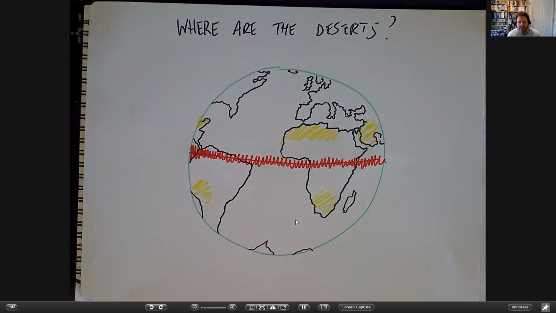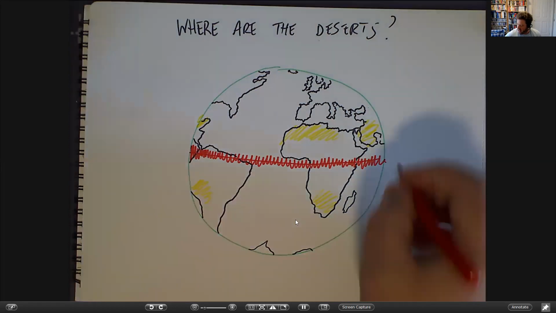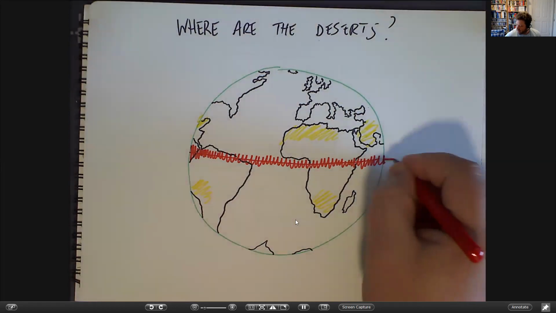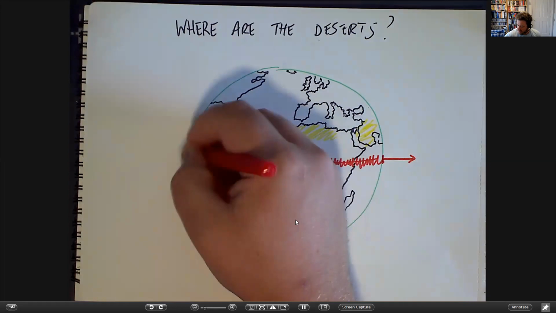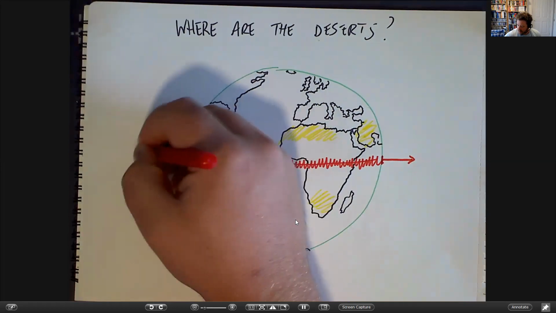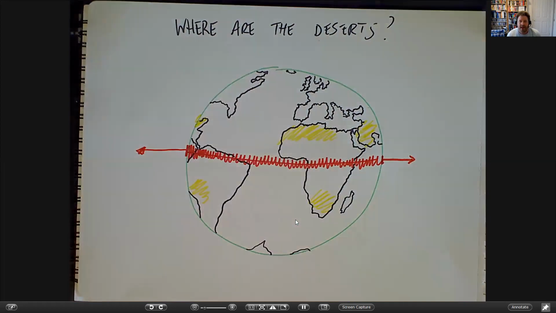Okay, what does that do? Well, I'm just going to draw this on the sides here. That air from the equator is going to rise upwards, right? And so it's going to be hot. It's going to have heaps of moisture in it, and it's going to rise upwards, and it's going to cause a lot of rainfall around the equator. So we get rainforests. We get really lush places directly around the equator.